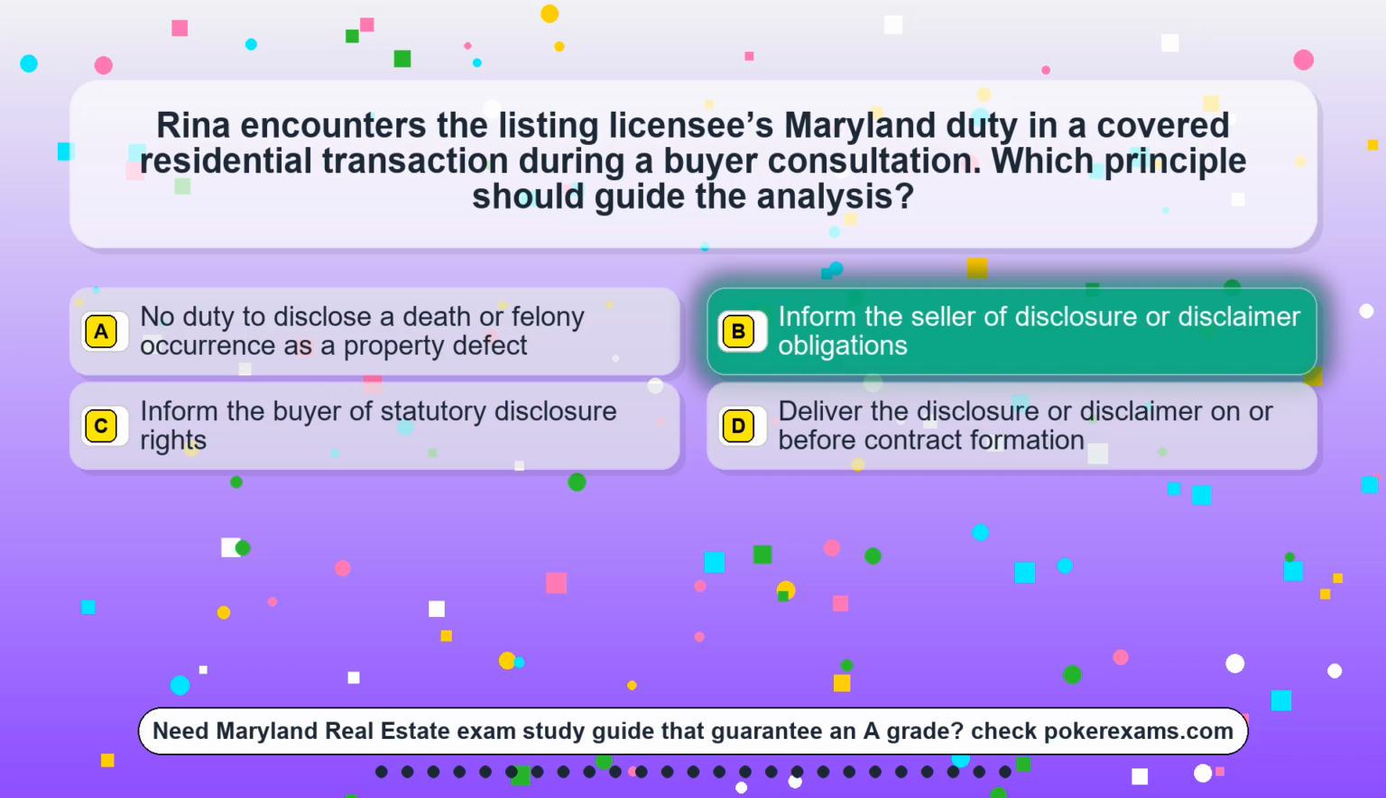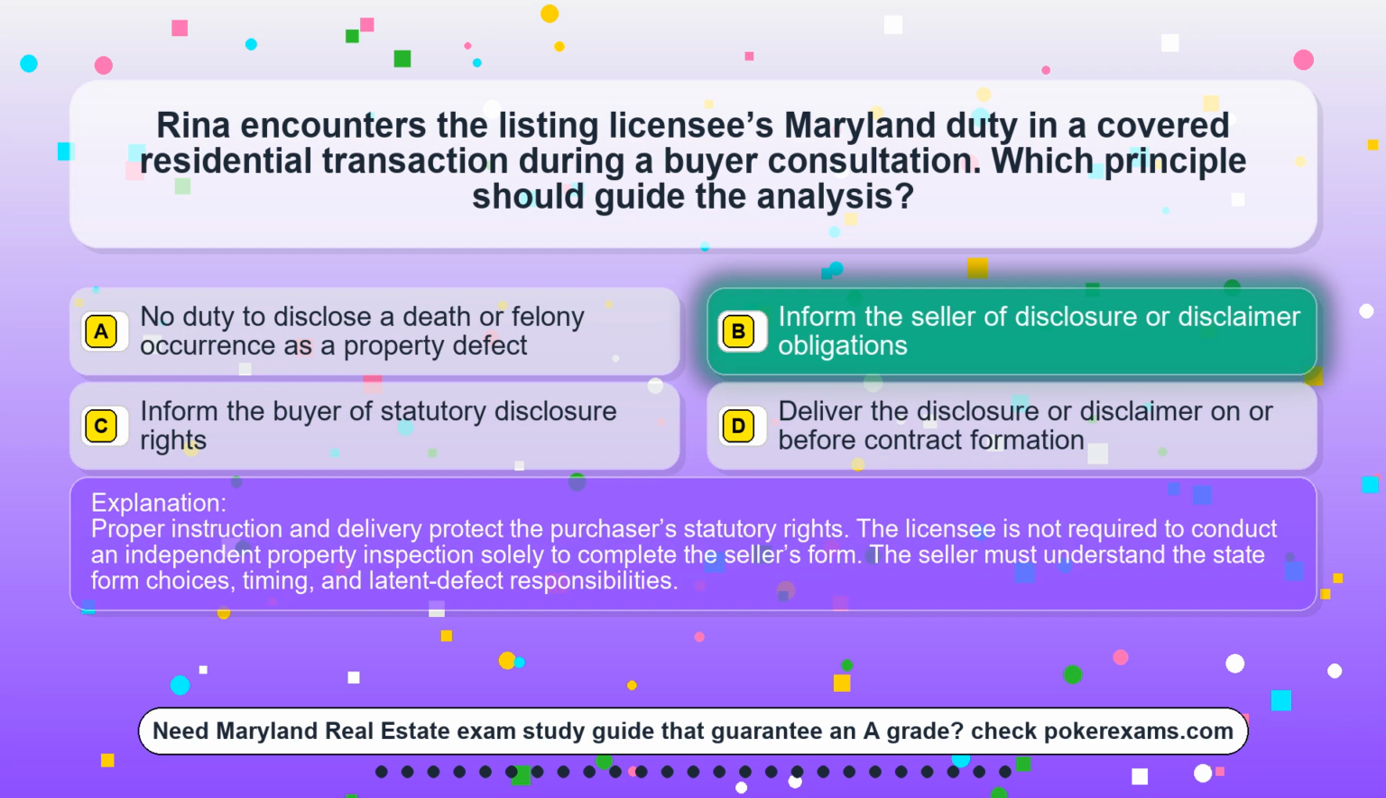The correct answer is option B, inform the seller of disclosure or disclaimer obligations. Proper instruction and delivery protect the purchaser's statutory rights. The licensee is not required to conduct an independent property inspection solely to complete the seller's form. The seller must understand the state form choices, timing, and latent defect responsibilities.